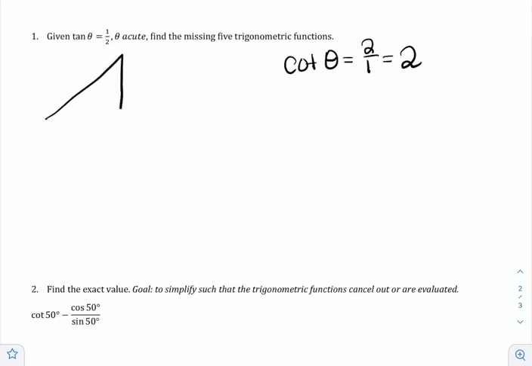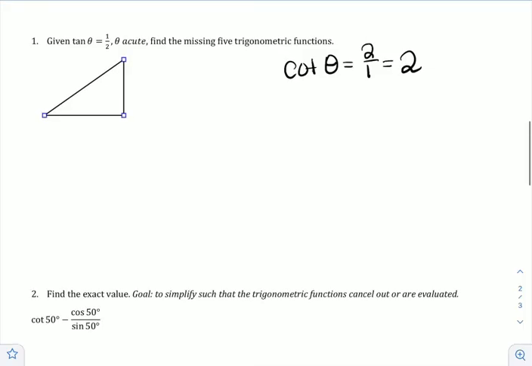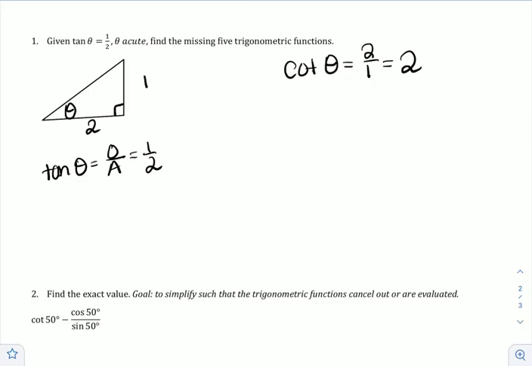For the other ones, I'm going to begin by doing a triangle. So I have here a right triangle, and then I use SOHCAHTOA. It's important where I place my angle, because that's going to change opposite and adjacent. So I have that the tangent of theta is the opposite over the adjacent, which is 1/2. So the opposite is 1, the adjacent is 2. So by the Pythagorean theorem, I have 1 squared plus 2 squared is equal to c squared. 1 plus 4 is 5. So c is equal to the square root of 5, which is not reducible.